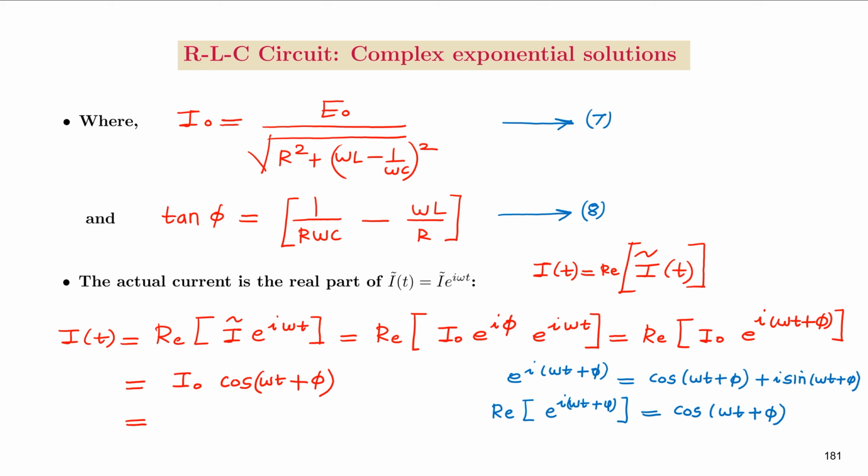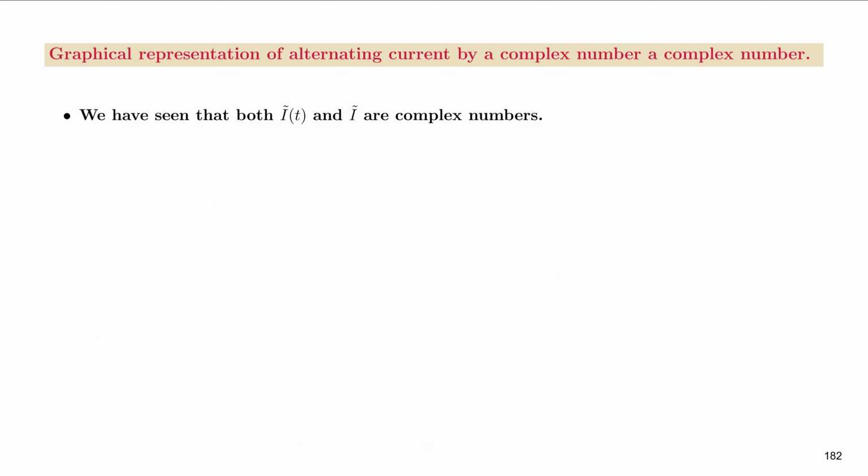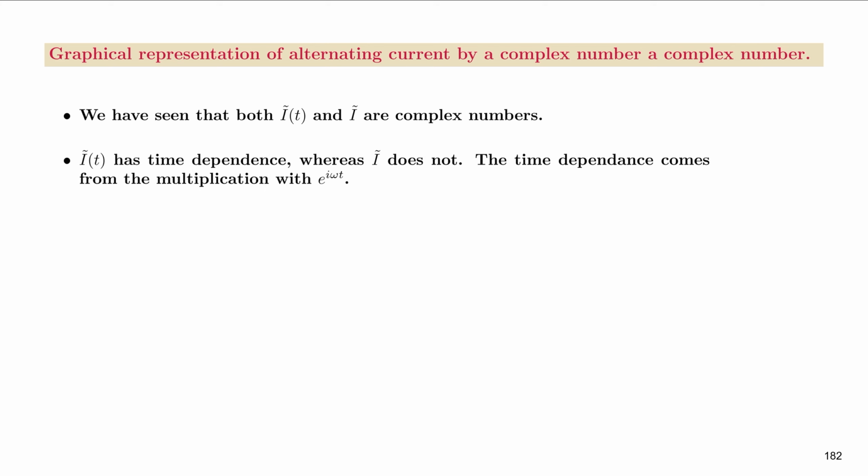Therefore this is equal to, we'll substitute for I0, which is E0 divided by square root of R square plus (omega L minus 1 by omega C) the whole square, multiplied by cos(omega t plus phi). We take this as equation number 9. We thus have seen that both I tilde t and I are complex numbers, and I tilde t has a time dependence whereas I does not have a time dependence.